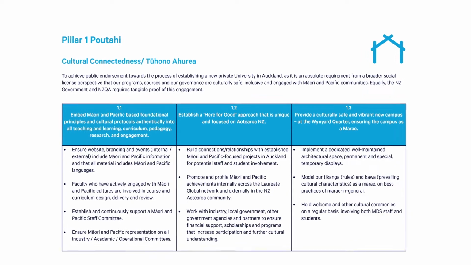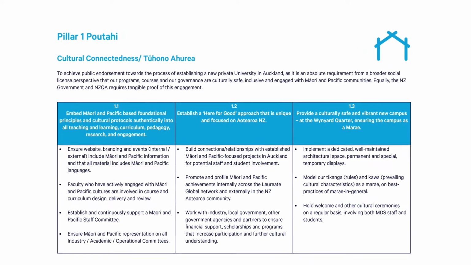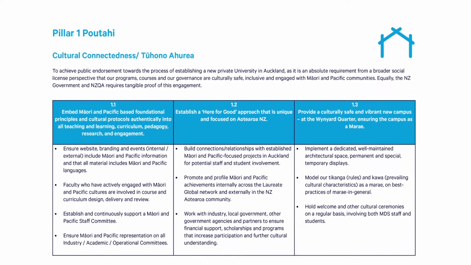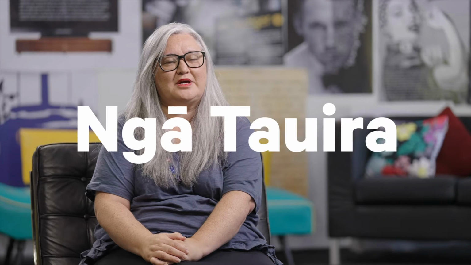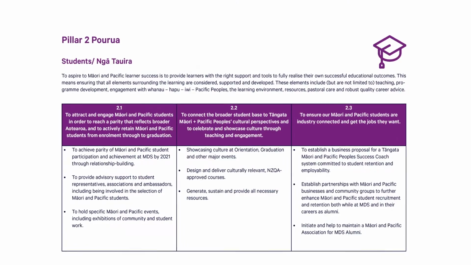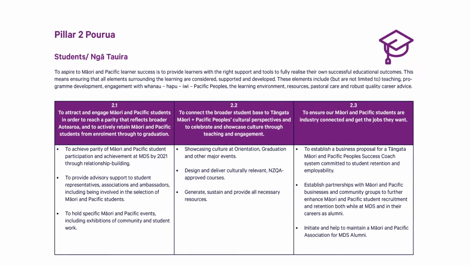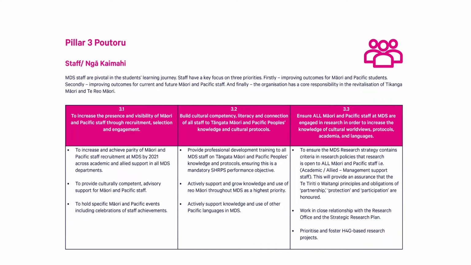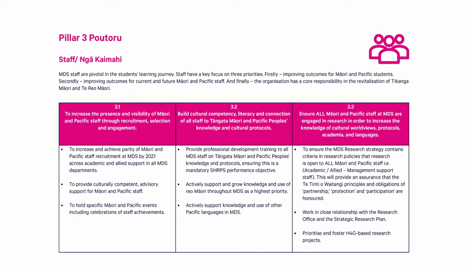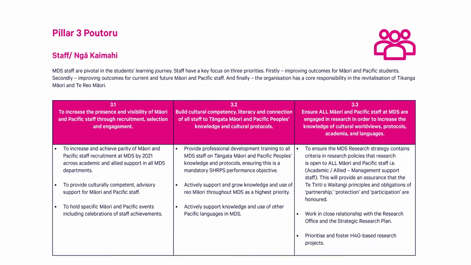The first pillar is pōtahi, which is about cultural connectedness. It's about us providing a safe environment for the students to work in and to feel that they're welcome. The second pillar is porua, and that one is about the students, specifically how they are working within the school and that they are able to be creative. The third pillar is potoru, and it is about the students and the staff, especially the staff, and them bringing to the front the Māori and Pasifika cultures.